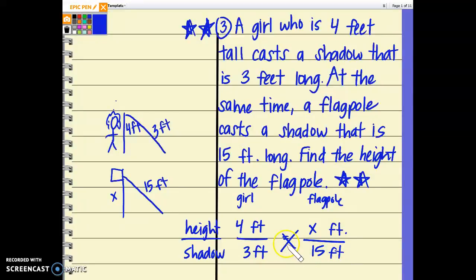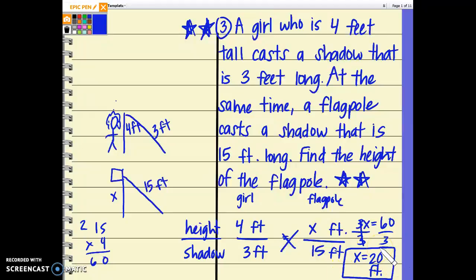So we cross multiply. 4 times 15, 60. 3 times x is 3x. So we get 3x is equal to 60. Divide both sides by 3 to cancel out and get x by itself. We get x is equal to 20 feet. So that means the flagpole was 20 feet tall.